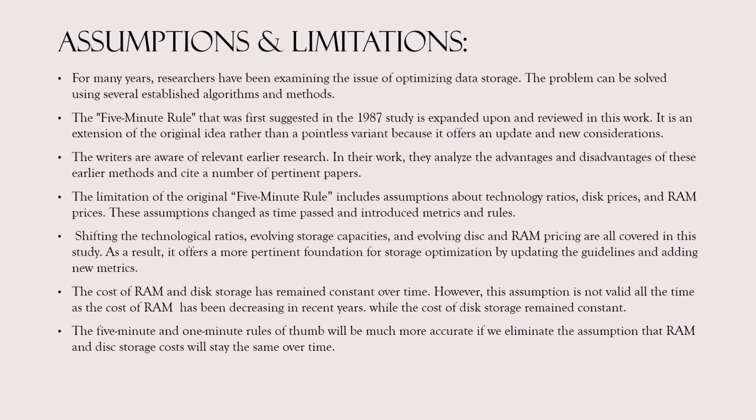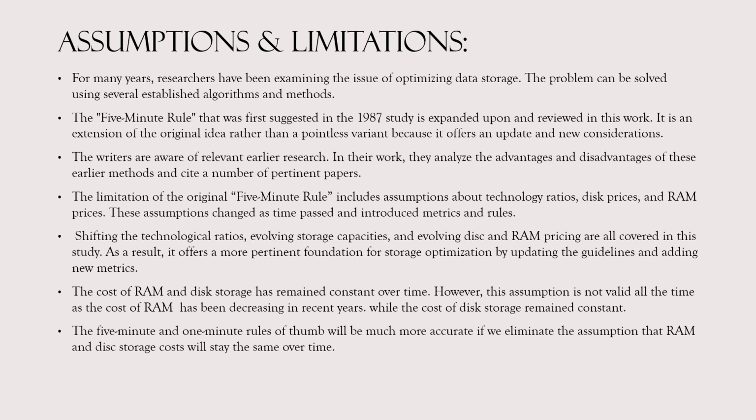Yeah, of course it is, which means that the break-even point between caching data in memory and writing it to the disk has shifted in favor of caching. As a result, the 5-minute and 1-minute rules of thumb are more accurate than the previous rules of thumb that were based on the assumption of constant cost. These assumptions are made based upon the cost of both RAM and disk storage. Hope you guys understand what I'm trying to say.